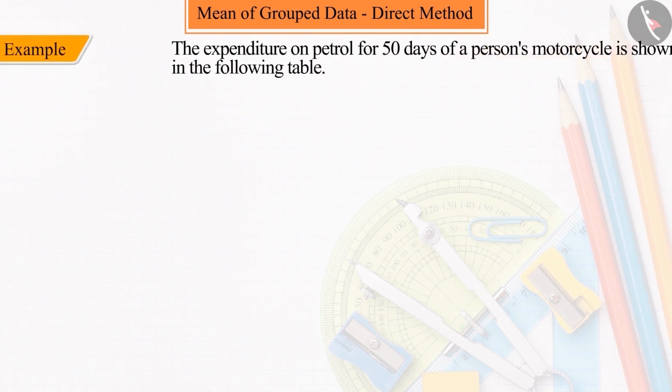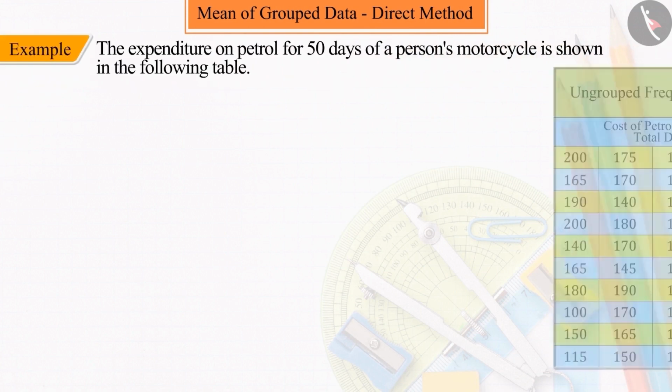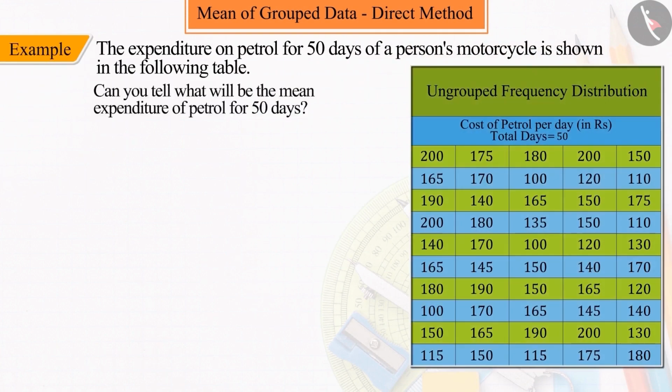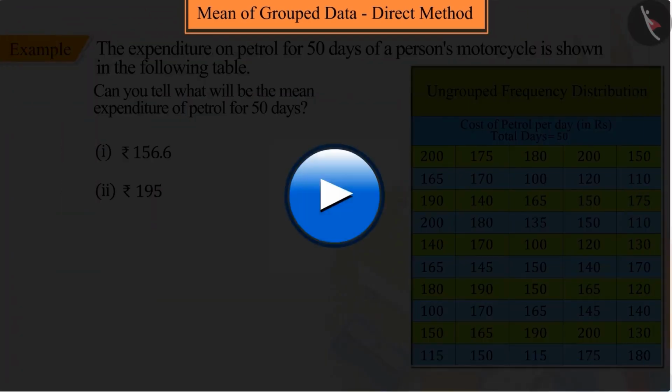The expenditure on petrol for 50 days of a person's motorcycle is shown in the following table. Can you tell what will be the mean expenditure of petrol for 50 days? Pause the video to solve the question and then match your answer.